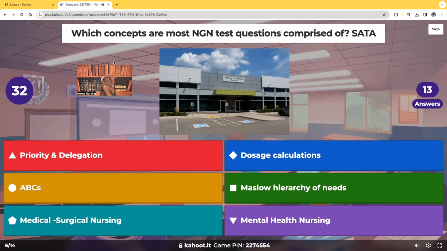Which concepts are most of these next generation NCLEX test questions comprised of? Do you guys know? And the reason, guys, it's important for you to know this, at the end of the day, most of those questions boil down to these concepts that we're about to talk about. So even if you don't know that particular medication or that particular diagnosis or even that particular diagnostic test, if you have a strong understanding of these concepts, most likely you'll still get the answer right. What are they?